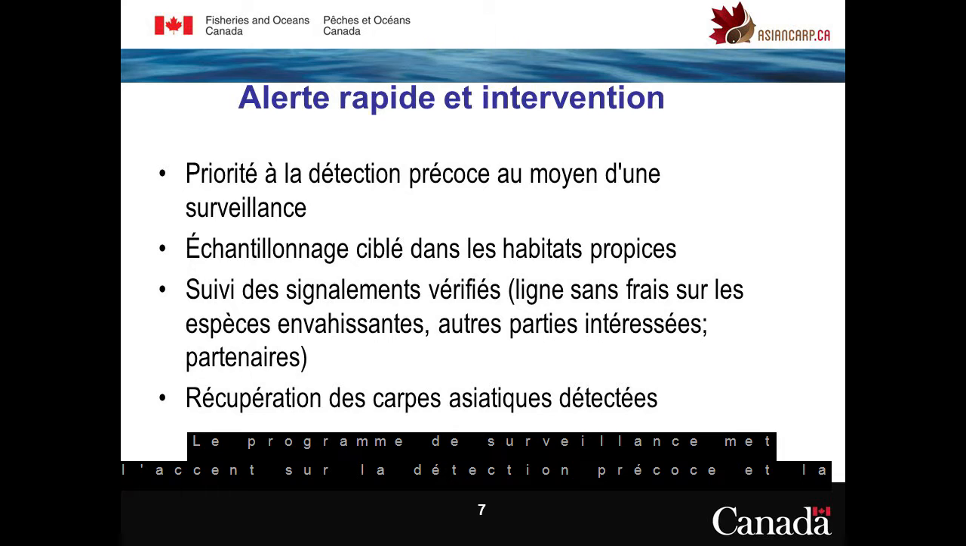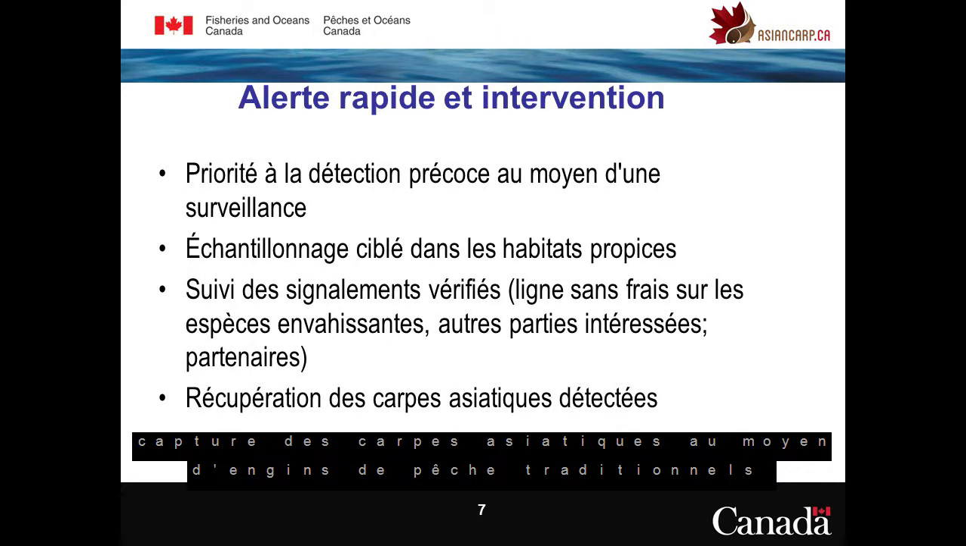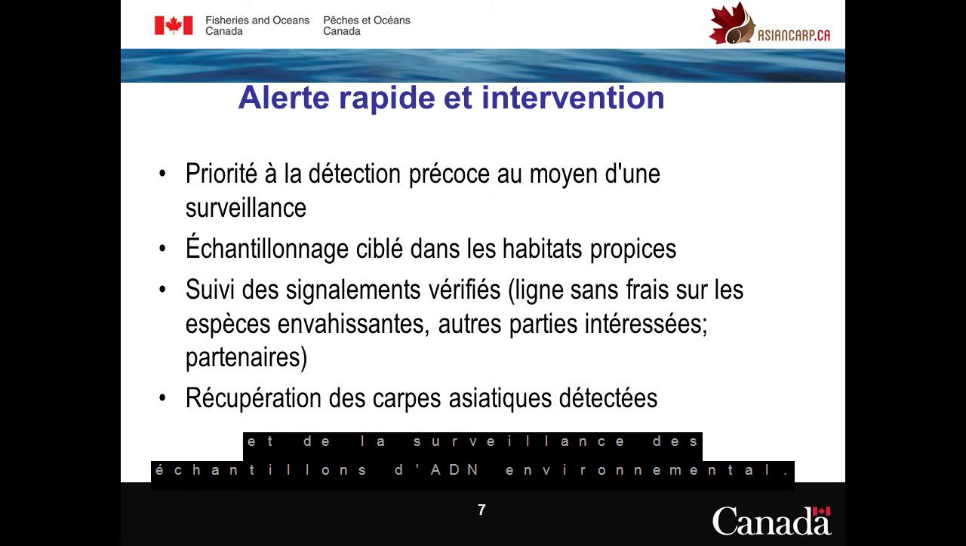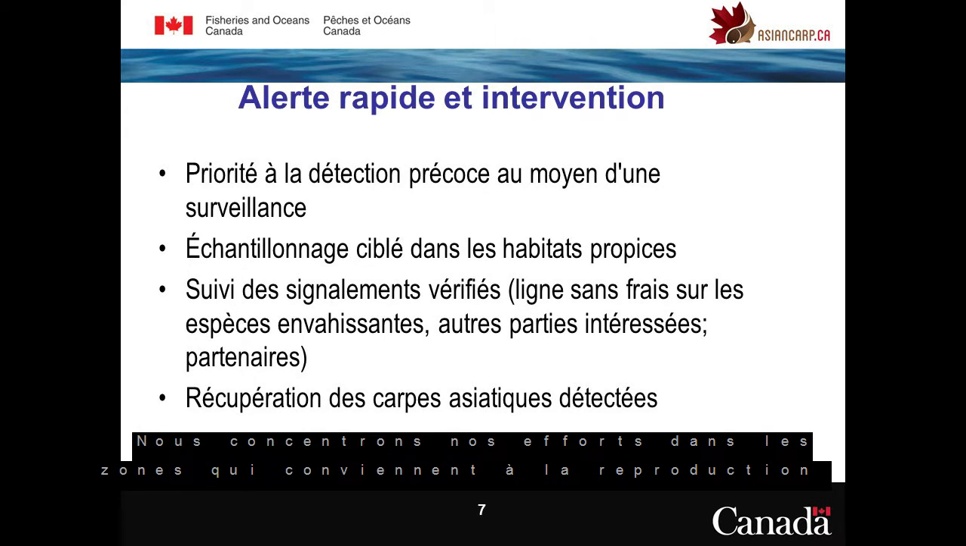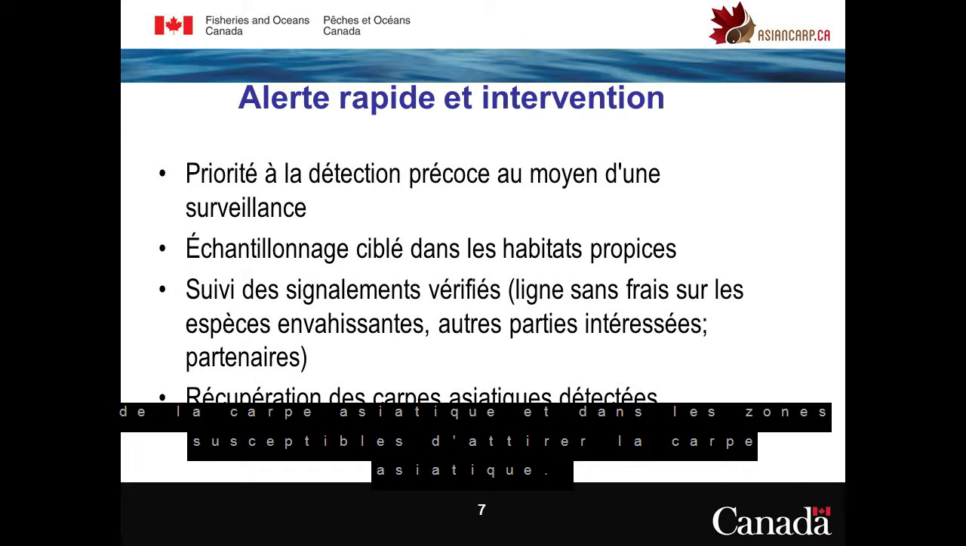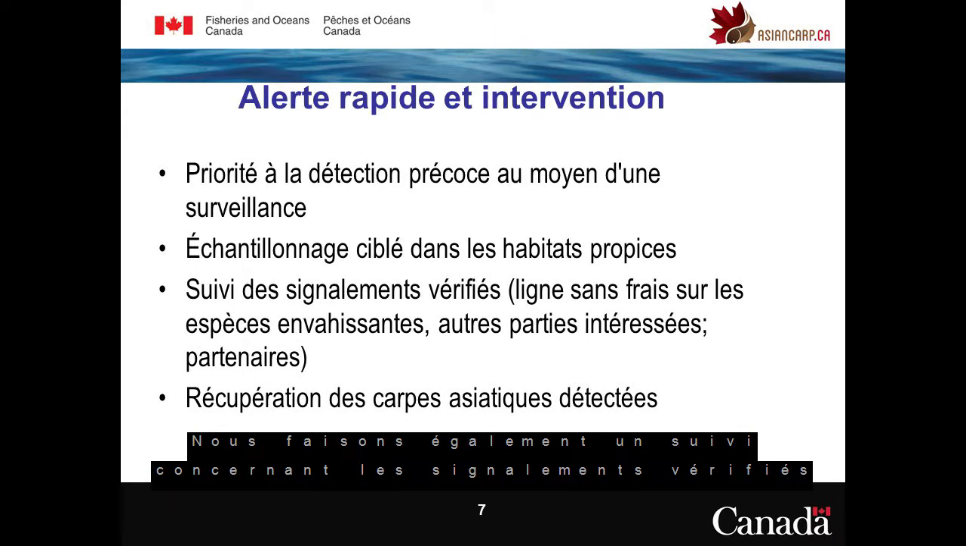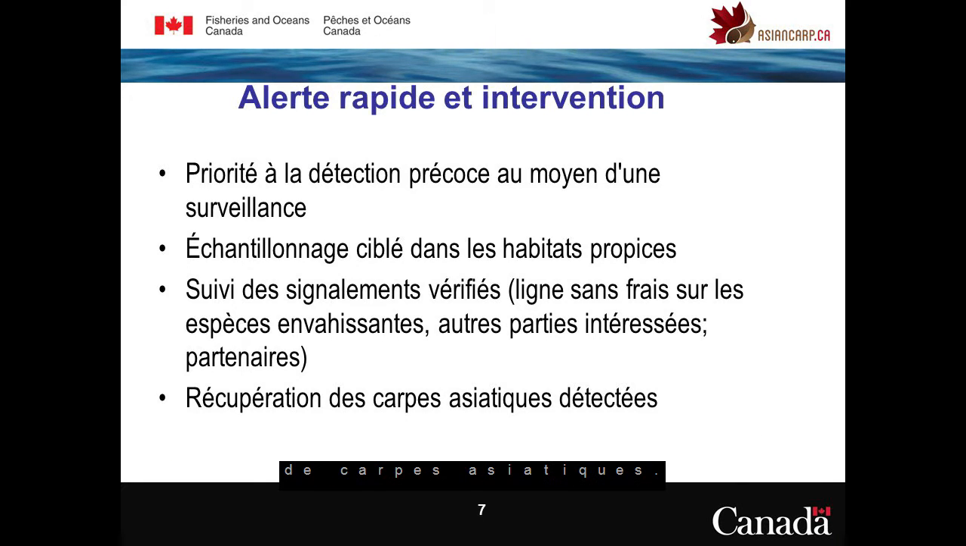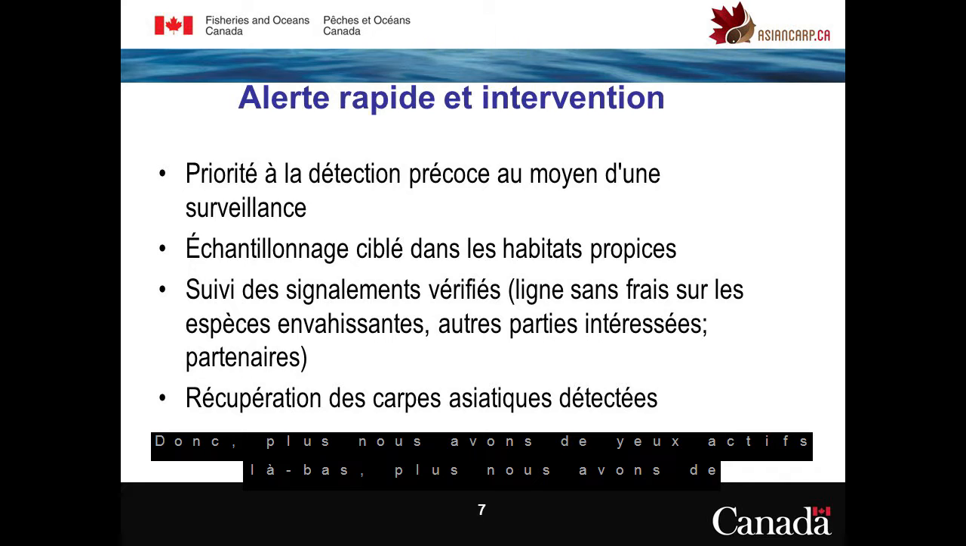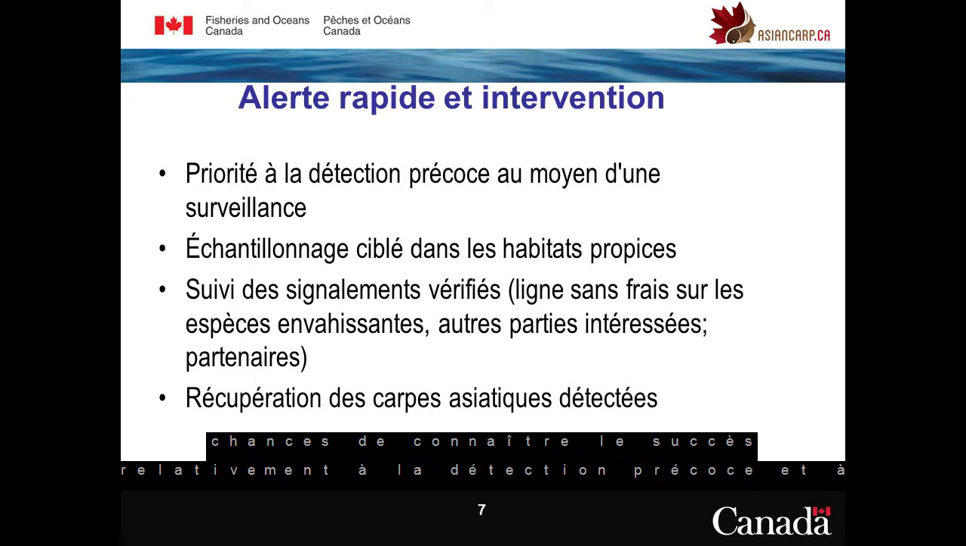So the monitoring program focuses on the early detection and removal of Asian carps through traditional gear and eDNA sampling surveillance. We focus our efforts in areas that are suited to Asian carp reproduction and areas where Asian carps are likely to be attracted. We will also follow up on verified reports of Asian carp sightings. So the more active eyes we have out there, the more likely we are to be successful in early detection and removal of these species.